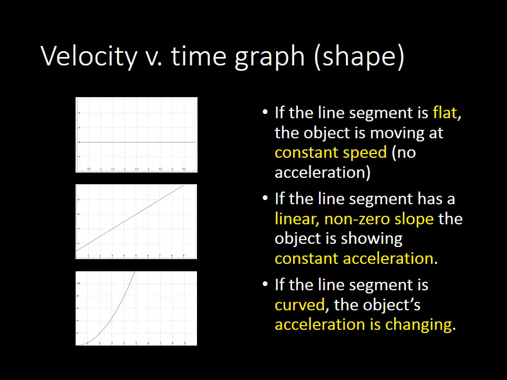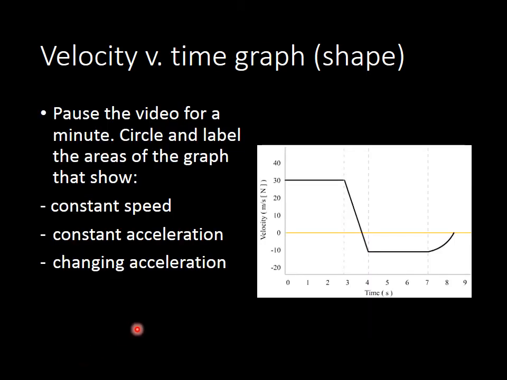All right, so on your paper, you should see a graph like the one that you see to the right here, a velocity versus time graph. What I want you to do is just pause the video for a moment and circle and label the areas of the graph that show constant speed, that show constant acceleration, and that show changing acceleration.